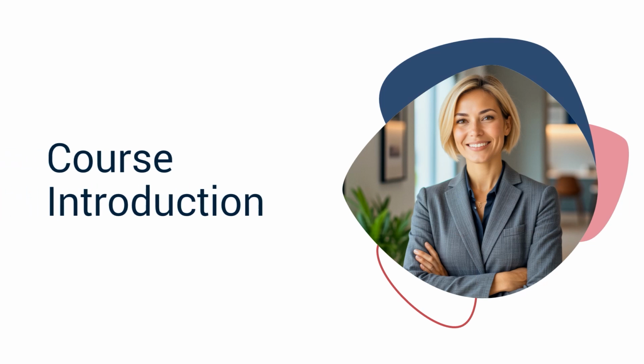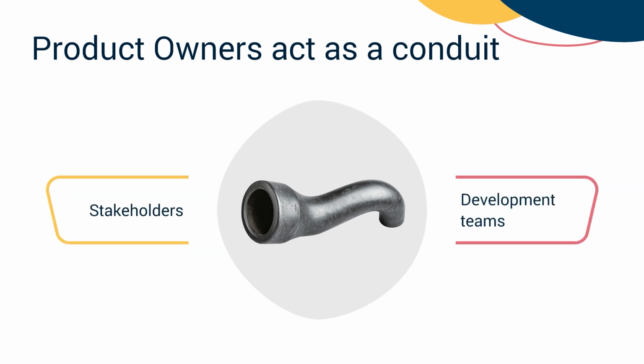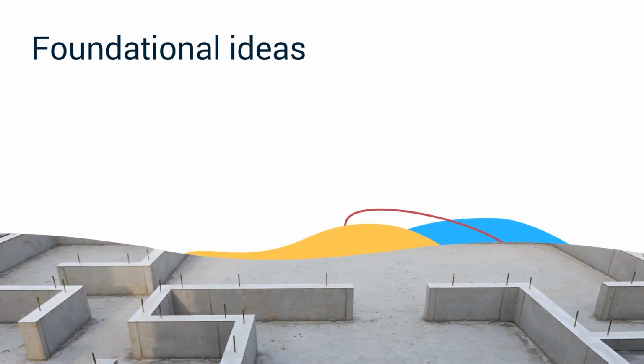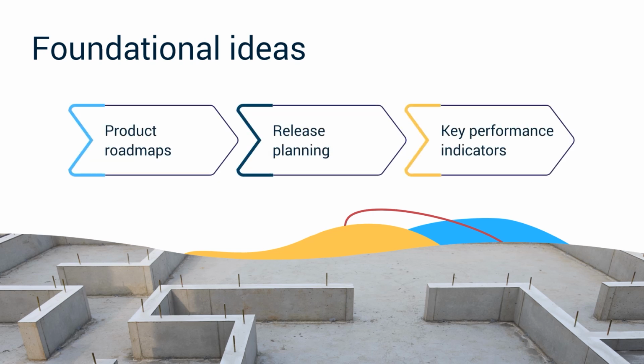Welcome to this course, where you'll learn about the essential skills and tools you need as a product owner. Product owners serve as conduits between stakeholders and development teams. Businesses rely on product owners to understand the product vision and communicate that vision to the development team in an agile environment. This course explores the fundamental ideas that serve as the foundation of the product owner role, such as product roadmaps, release planning, and how to develop key performance indicators.